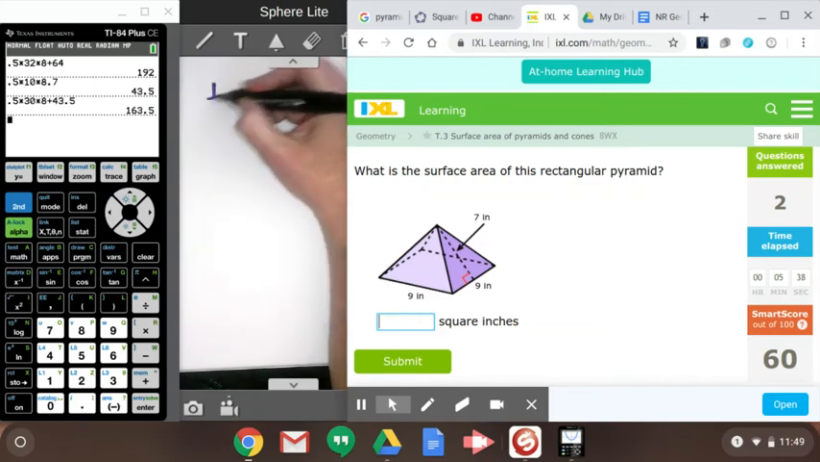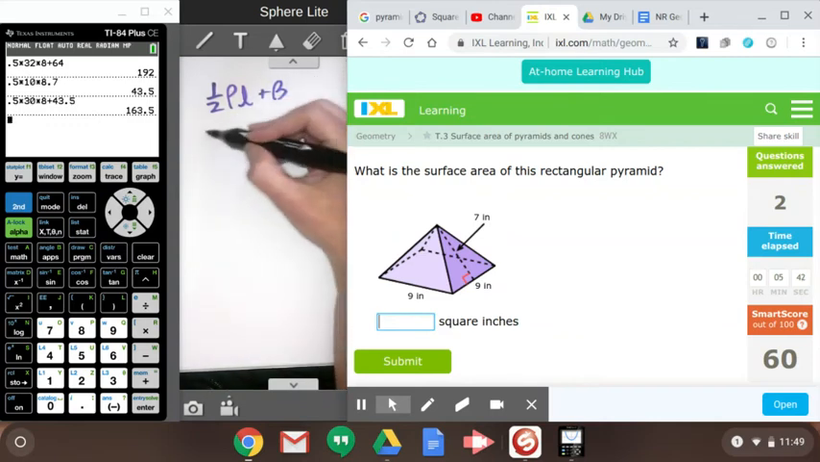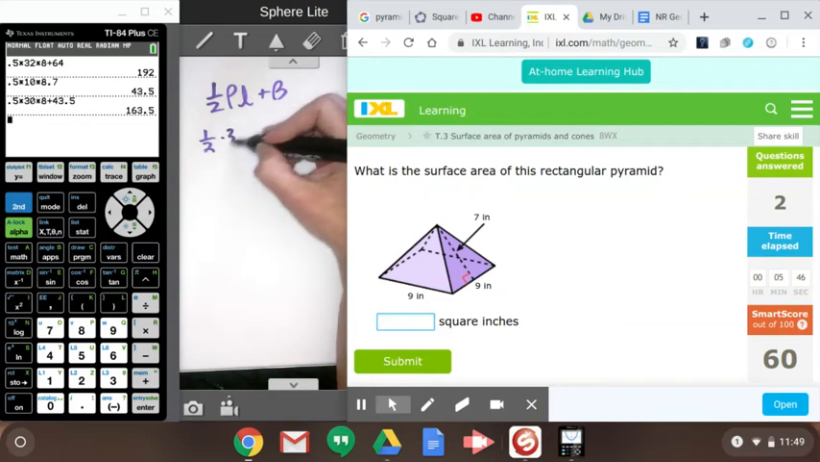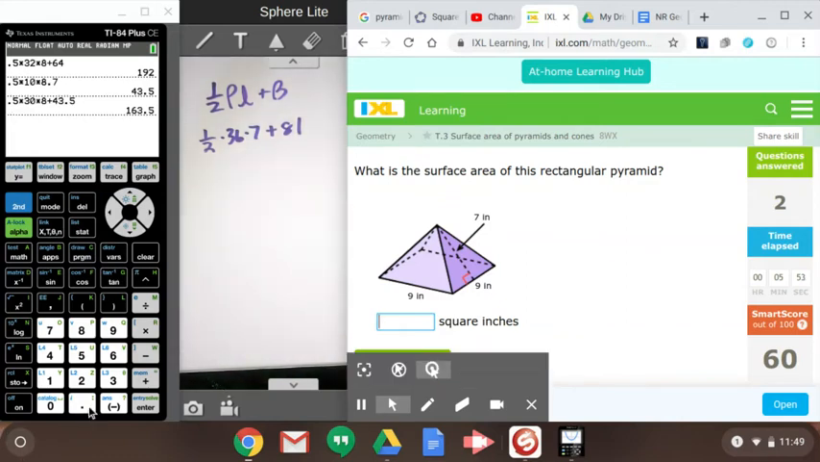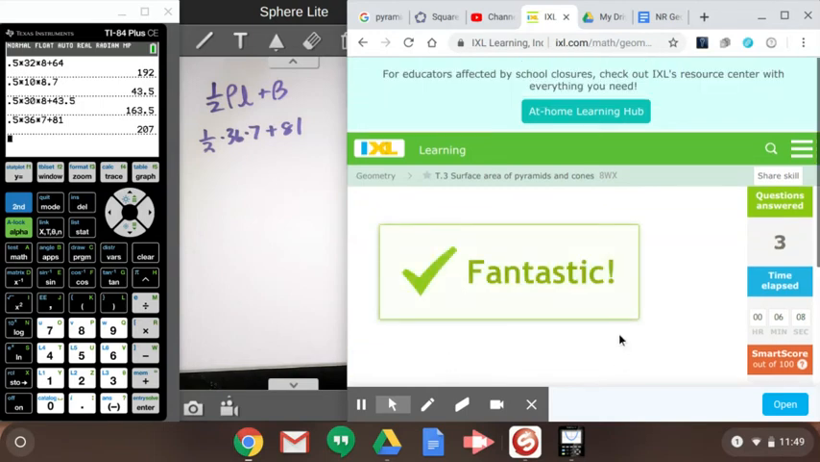Again, the formula we want is 1/2 the perimeter times the slant height plus the area of the base. So we would do 1/2. In this case, the perimeter is going to be 9 times 4, so that's 36. Slant height is 7, and then the area of the base would be 9 times 9, so 81. And then we would do 0.5 times 36 times 7 plus 81, and that's 207. I might run out of time because I don't know how much time I have left.